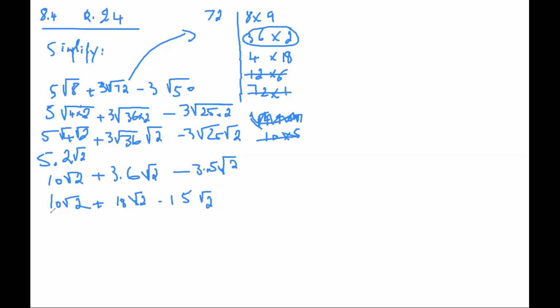So we're going to add all these first. That's 28 radical 2. What else? Minus 15 radical 2, which is 13 radical 2. Yay, we made it on time.